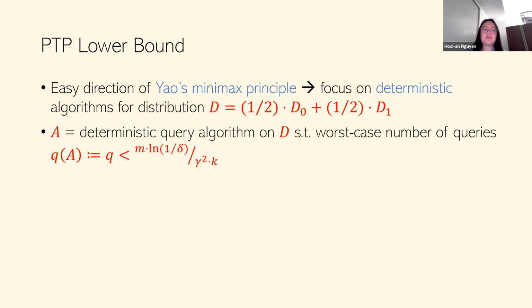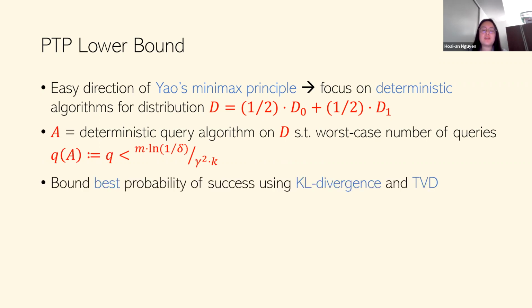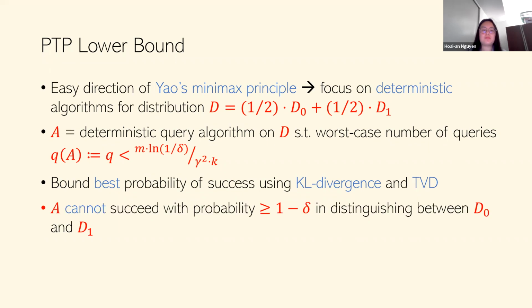And so we define A to be the deterministic query algorithm on D, such that the worst case number of queries, or Q of A, is less than m times ln of 1 over delta over gamma squared k. And using the concepts of KL divergence and total variation distance, or TVD, we bound the best probability of success that A can have in distinguishing whether X was drawn from D0 or D1. And we actually find that A cannot succeed with probability at least 1 minus delta in distinguishing whether X was drawn between D0 and D1. And therefore, we establish the lower bound for PTP.